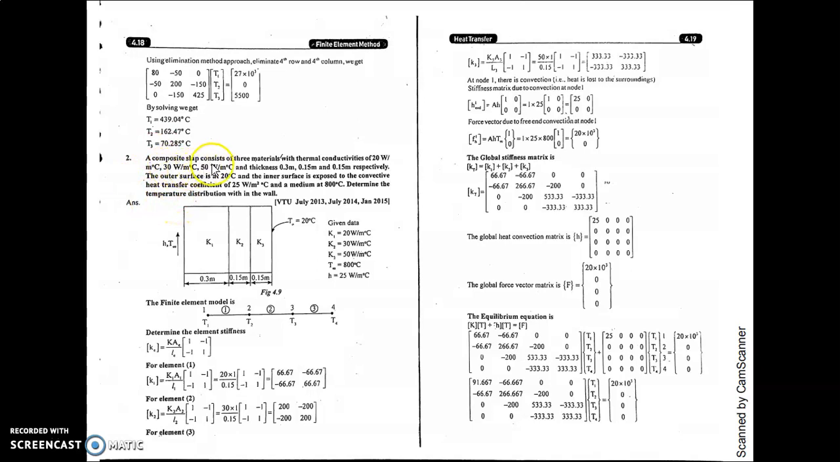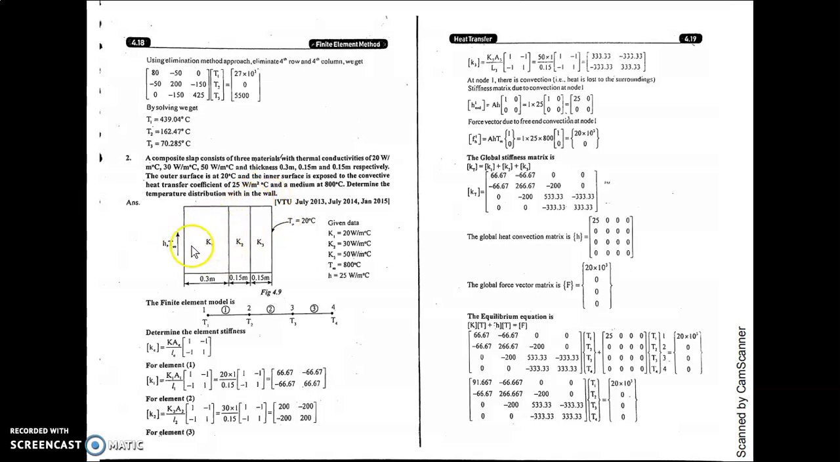A composite slab consists of 3 materials with thermal conductivity 20, 30 and 50, and thickness 0.3, 0.15, 0.15. The outer surface is at 20 degrees centigrade and the inner surface is exposed to a convective heat transfer coefficient of 25 and a medium at 800 degrees centigrade. So the T infinity value is given here. Determine the temperature distribution within the wall. Okay, similar to the previous question.